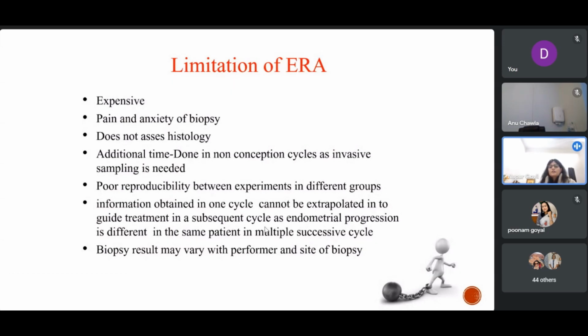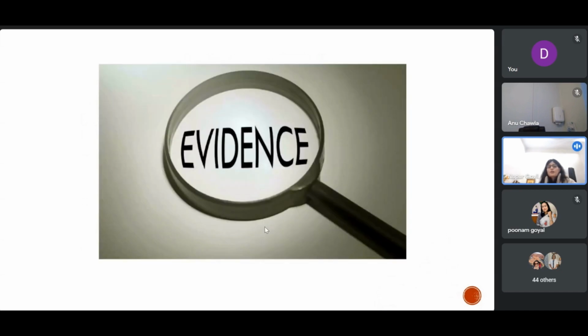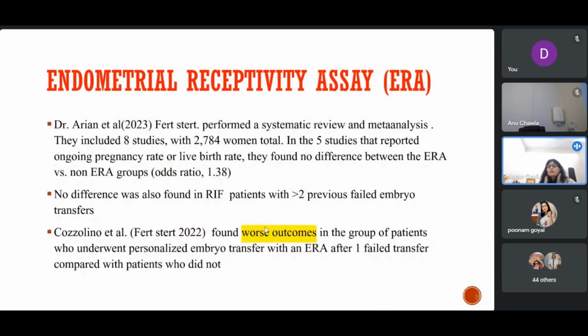Recently there is a lot of evidence coming up that ovulatory cycles are better for implantation and for perinatal outcome. And it has been found that biopsy results vary from cycle to cycle in the same patient. So there is poor reproducibility between experiments and different groups. There were studies like by Dr. Arian et al., and they reported that there was no difference in live birth rate or ongoing pregnancy rate between ERA and non-ERA group. And Cozzolini et al. actually found that it worsened the outcome in patients undergoing personalized embryo transfer with ERA.